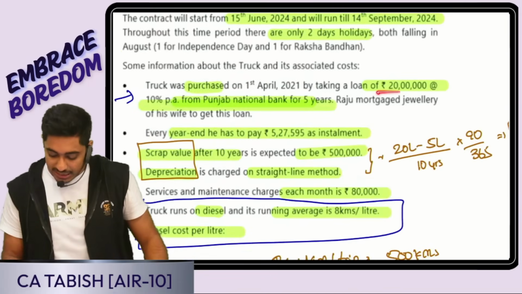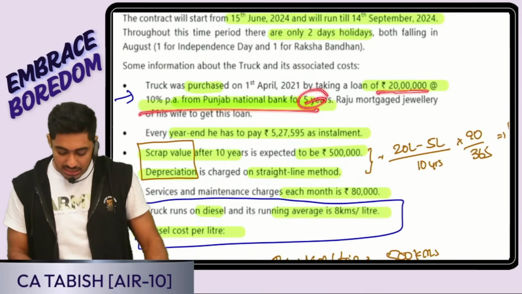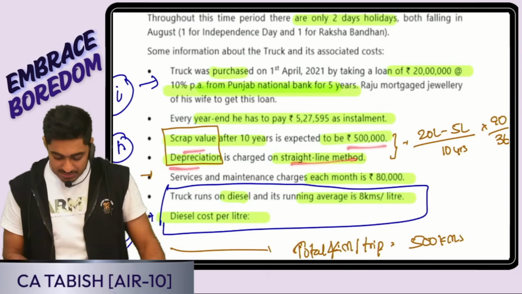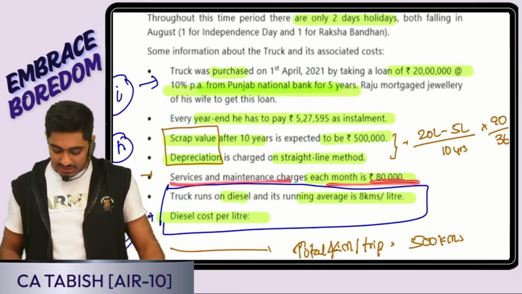This date is also important. A loan of 20 lakh at 10% for 5 years, with the installment paid at year end. The scrap value of the bus is 5 lakh. Depreciation is on SLM basis. Service and maintenance charges each month is 80,000.